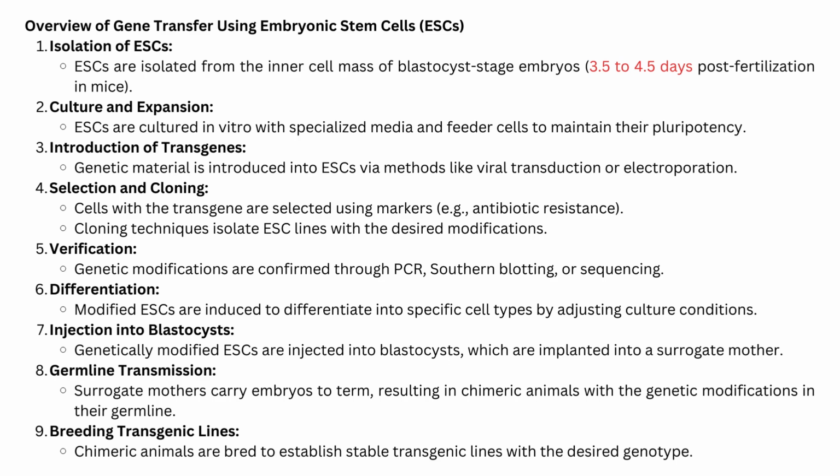Injection into blastocysts. Genetically modified ESCs are injected into blastocysts, which are implanted into a surrogate mother. Germline transmission. Surrogate mothers carry embryos to term, resulting in chimeric animals with the genetic modifications in their germline. Breeding transgenic lines. Chimeric animals are bred to establish stable transgenic lines with the desired genotype.